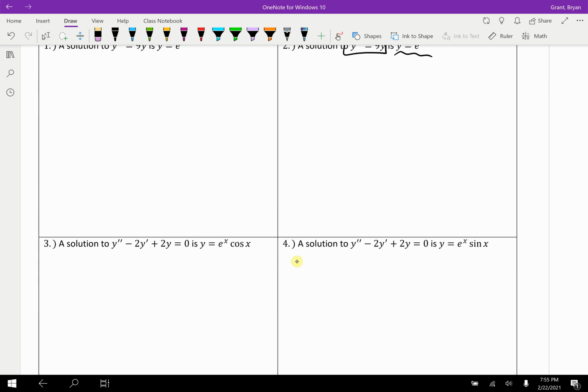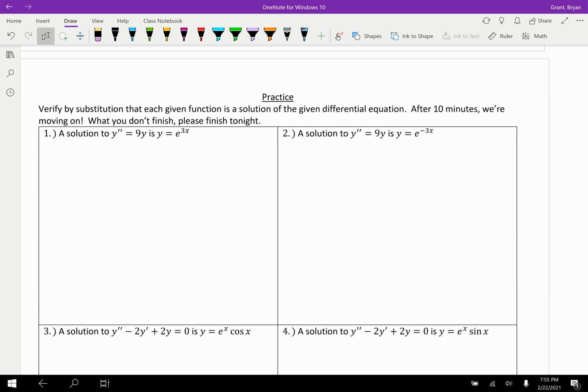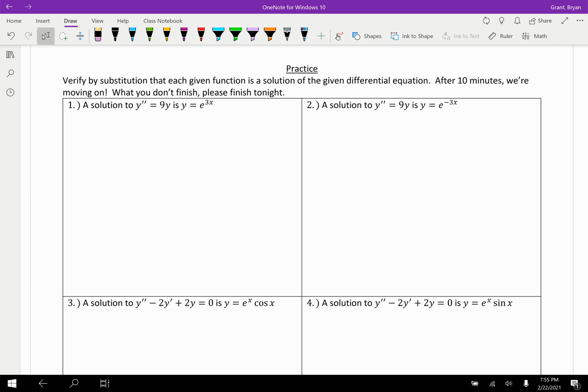So it's really just helping you see that you can definitely have different solutions to the same differential equation. So take a bit of time, try verifying each of these identities. It's very good derivative practice, and then we'll get into the second part of today whenever you are ready.